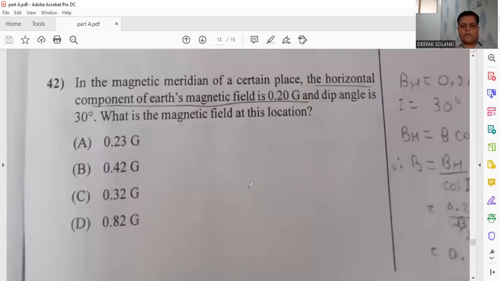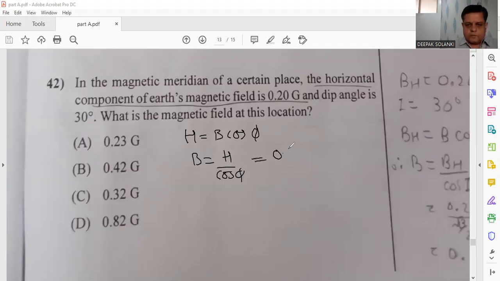In the magnetic meridian of a certain place, the horizontal component of Earth's magnetic field is 0.2 Gauss and the dip angle is given as 30. What is the magnetic field at the location? So your horizontal component is B cos phi. So B is H upon cos phi. So it is 0.2 divided by cos 30, that is 0.8660. So you will get 0.23 Gauss.